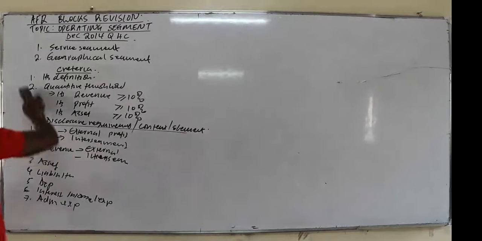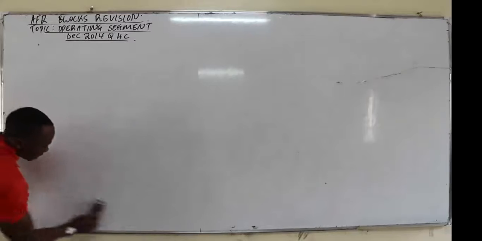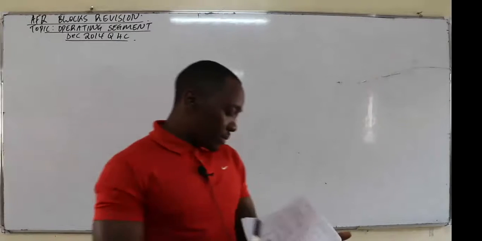December 2014, question 4C. So that I was just reminding you. Now let's do that question. We are told that Wema Group Limited is a distributor of 4 products, P1, P2, P3, P4. The management of the group has identified each product as constituting a reportable segment, namely segment P1, P2, P3, and P4. The management has also identified the countries of operation as country C1, 2, 3, 4, and 5.